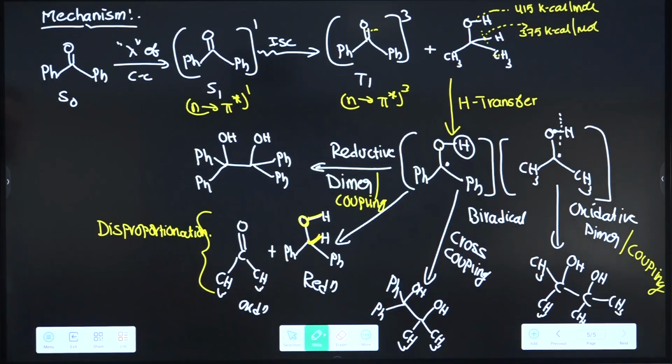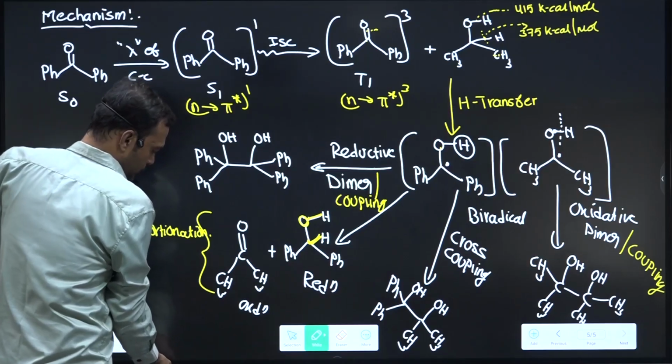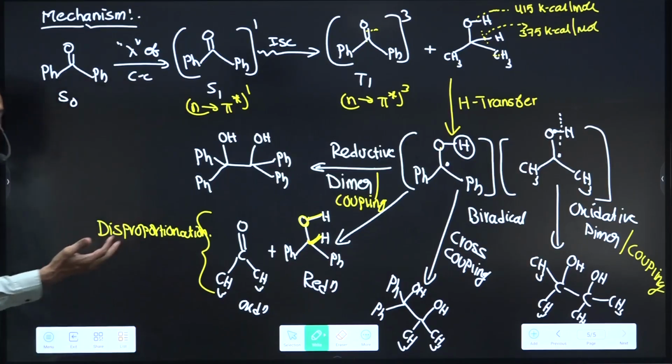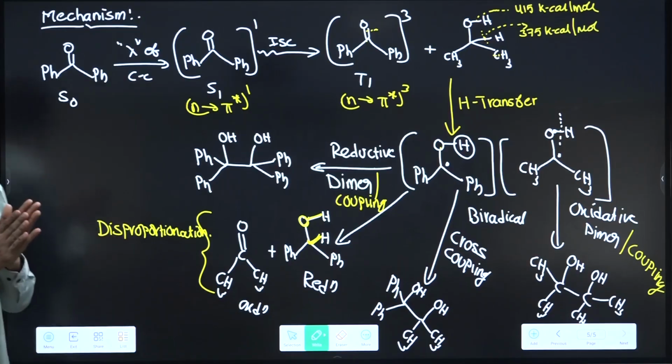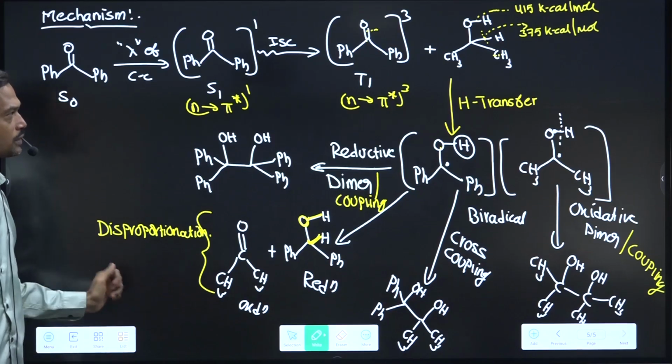So that is about the mechanism. Limitations are there: photoreduction limitations, photoenol formation, and some selective molecules not involved in photoreduction. All that we will discuss in your next class. Okay, we'll stop here, we'll continue in your next class.